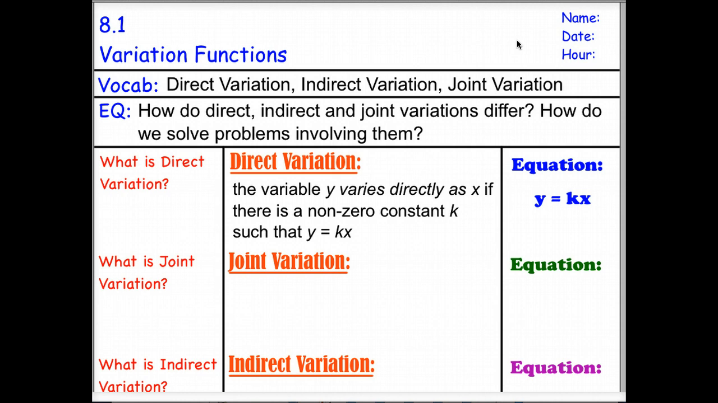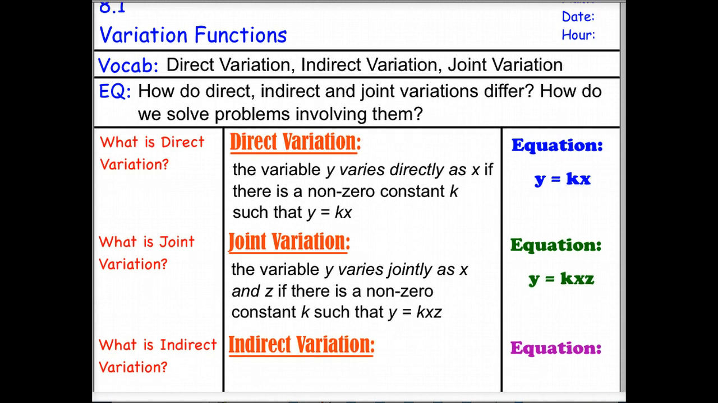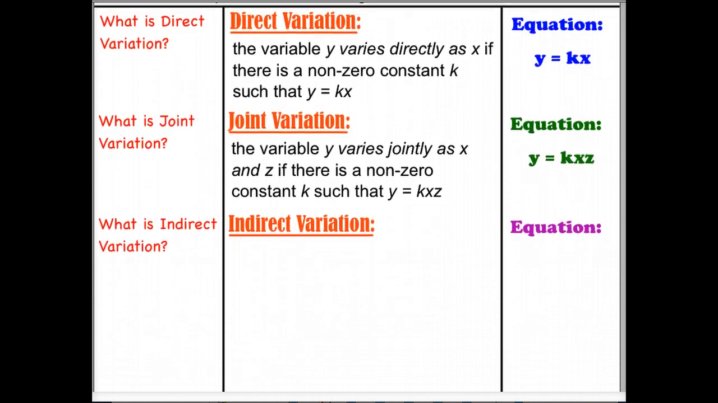Next, we have joint variation. Joint variation will have y varying jointly as x and z if there's a non-zero constant k such that y equals kxz. So you just need to remember that y equals kxz, and it varies jointly just because there's three variables.